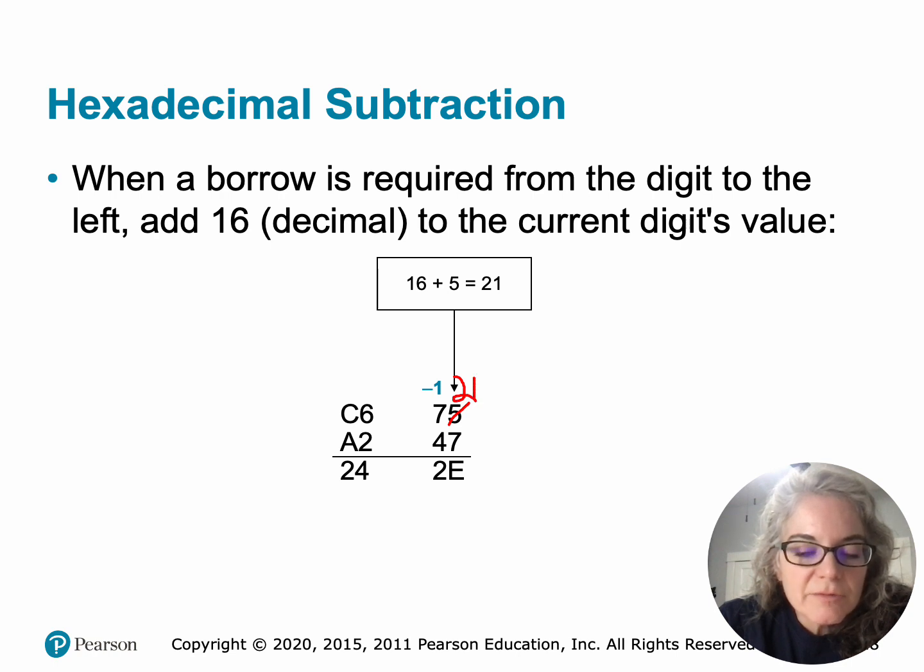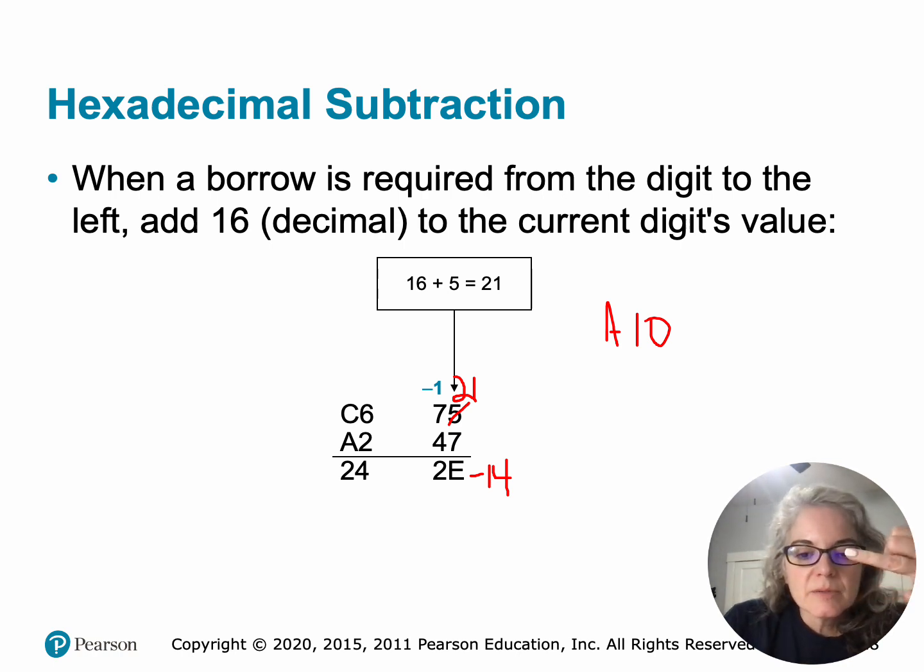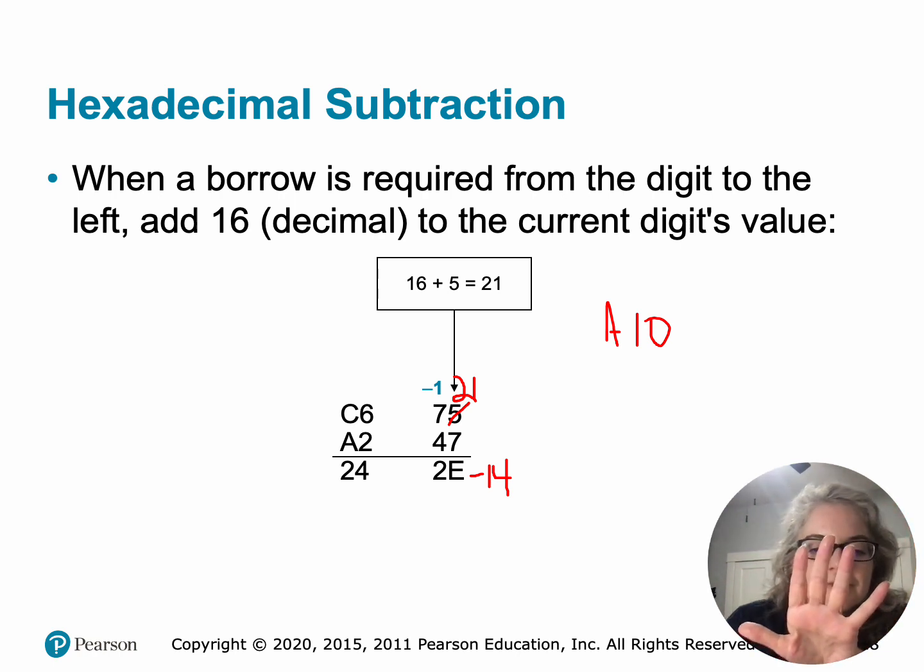So I borrowed 1 from the 7, and when I borrow 1 from the 7, I'm going to add 16 to the 5. So 21 minus 7 is 14, and the letter E represents 14. Remember, A is 10, and then count from there. A, B, C, D, E. Here's my hand. A, B, C, D, E. 10, 11, 12, 13, 14.